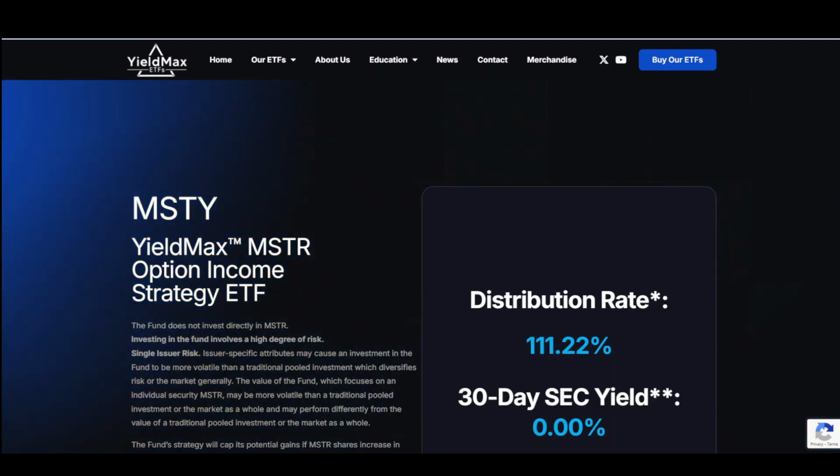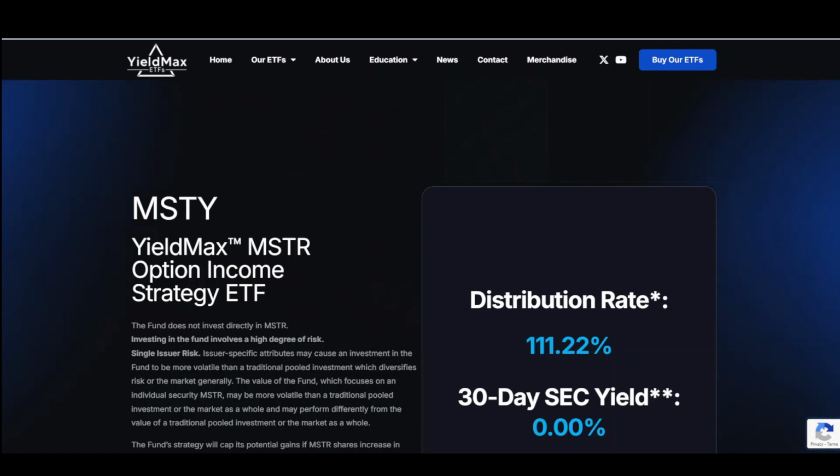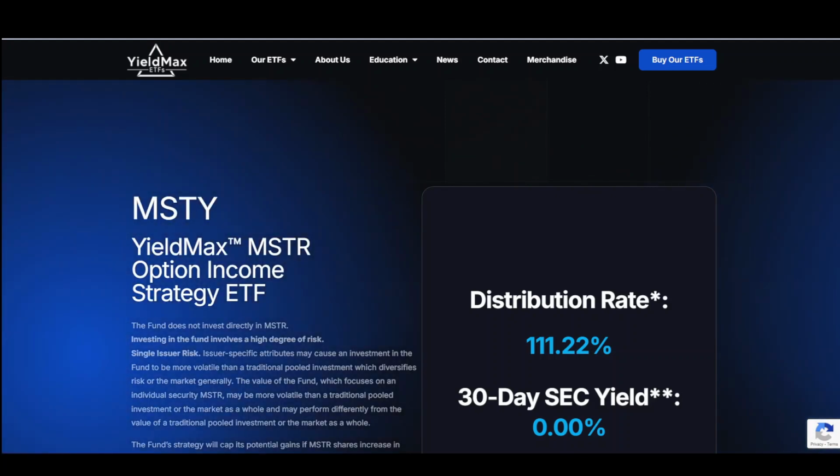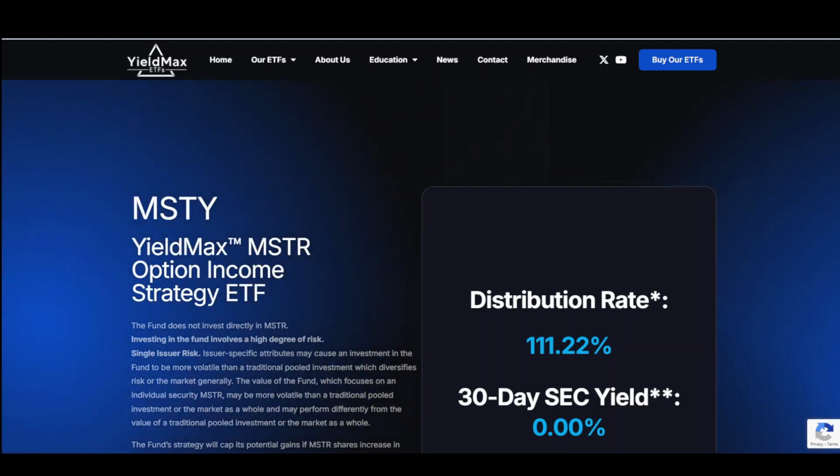So I'm going to go over to the Webull chart, and I'll show you the chart on MSTY, and then show you my strike prices and everything else, and what led me to get in when I did, and what I'm looking to do in the near future when it goes ex this week.